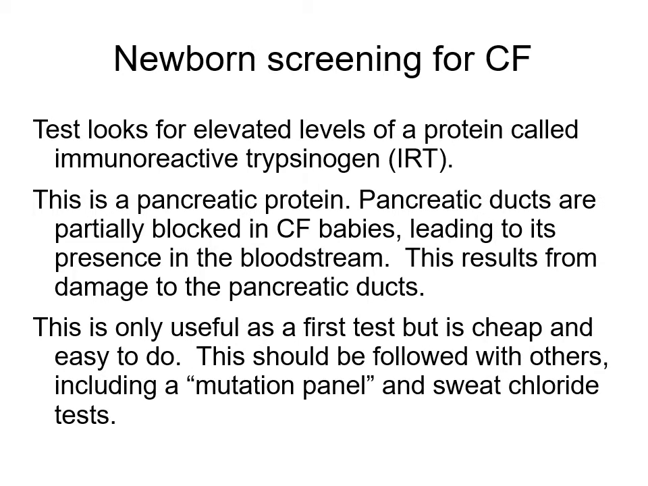Okay, so newborn screening. We know that newborns are screened for about 30 different genetic diseases shortly after they're born. This is not a DNA test in the case of CF. Oddly, the test looks for elevated levels of a protein called immunoreactive trypsinogen, IRT. The basis of this is that CF babies have damage to their pancreatic ducts even before they're born, and that the damage to the pancreatic ducts leads to the accumulation of this particular protein. So looking for this protein is a very indirect method of detecting CF, but it's really quite effective and it's easy to perform on everybody.